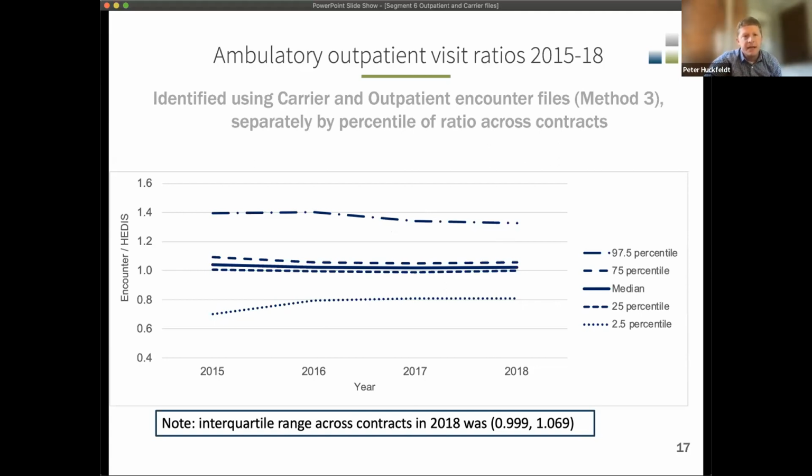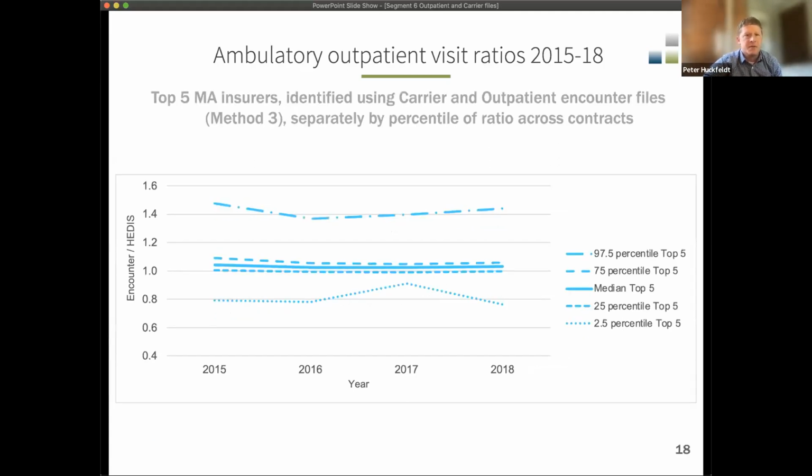Next we look at the same ratios for the top 5 largest Medicare Advantage insurers. Again, we're using method 3, using both the carrier and the outpatient encounter files. It's a pretty similar story when comparing the top 5 insurers to all contracts. There is pretty good concordance for that interquartile range of contracts, but definitely some outliers at the top and the bottom of the range.